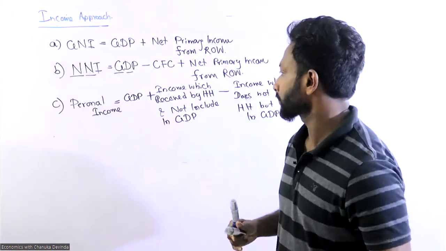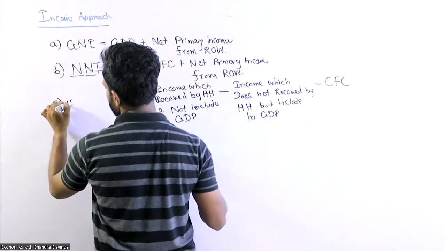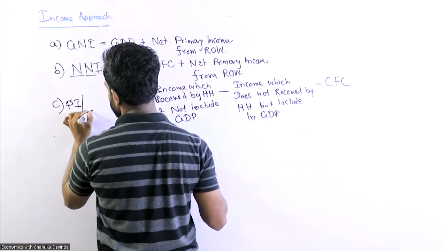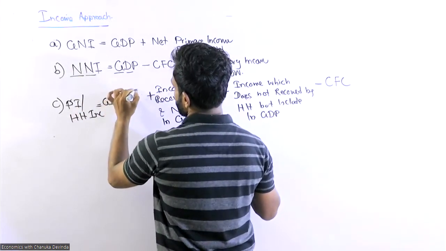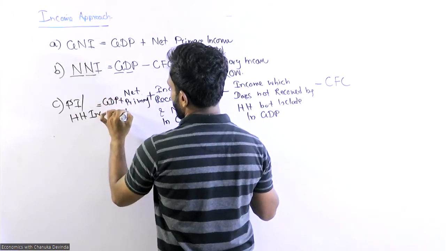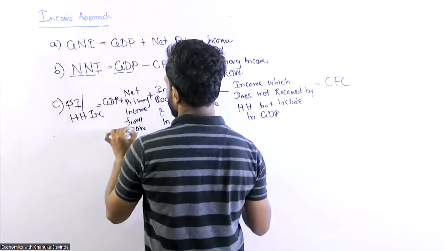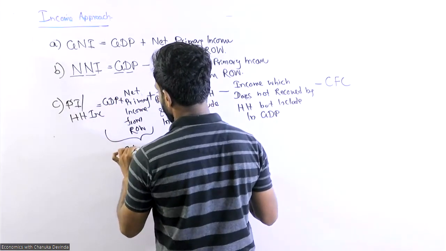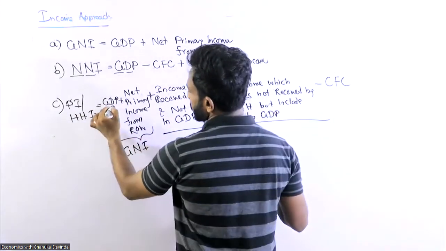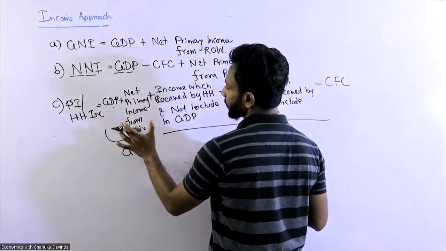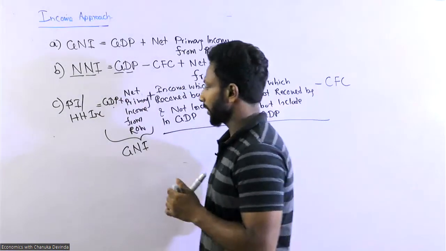So wait. Personal income or household income equals GDP plus net primary income from rest of world. And now it's fine. Here GNI. So if it was GNI, that's it, this adjustment only. But initially GDP needs to be transferred to GNI by adding net primary income from rest of world, right? I'm sorry for the mistake. Anyway, write down.